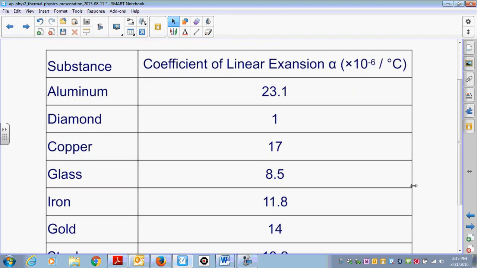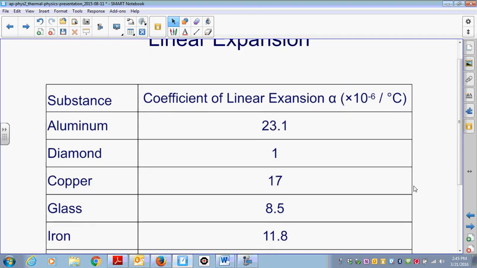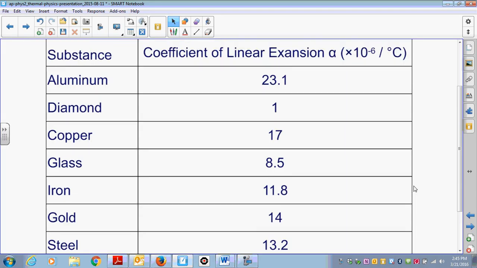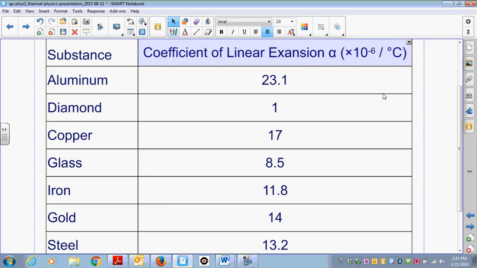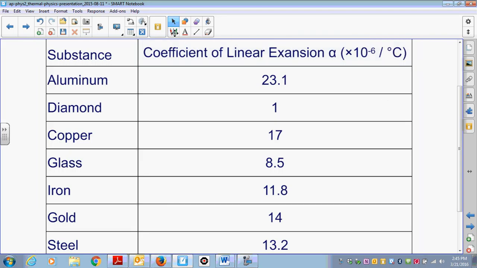So here is a chart of examples of linear expansion coefficients for different materials. Notice that all of these numbers are multiplied by 10 to the minus 6, and they have the units of 1 over Celsius degrees. This should be Celsius degrees, not degrees Celsius. So let me go ahead and fix this. Temperature change is Celsius degrees, not degrees Celsius.